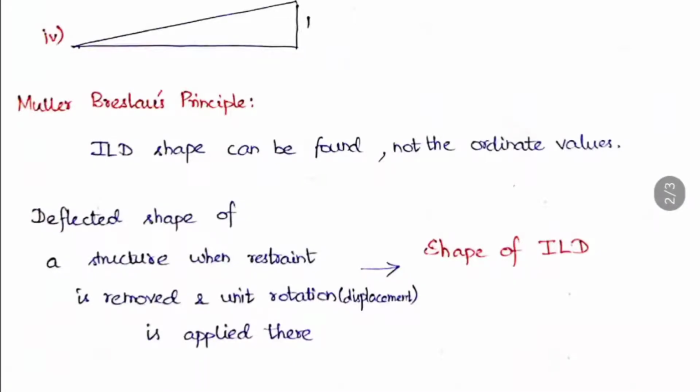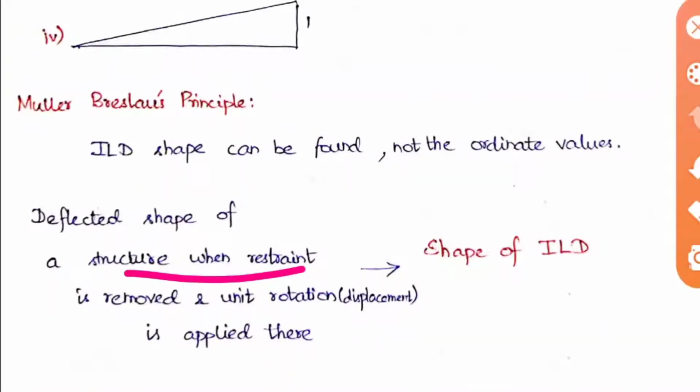In that case, you have to remove the restraint. That is the definition given here. So you have to remove the vertical reaction there. Now you will be having horizontal and moment alone, that is rotation alone. So it can move vertically, and you apply the unit rotation or unit displacement there. When it is a reaction, you apply unit displacement; when it is a moment, you apply unit rotation. Then you analyze how the structure deflects. The deflected shape of the structure will give you the ILD of the structure.